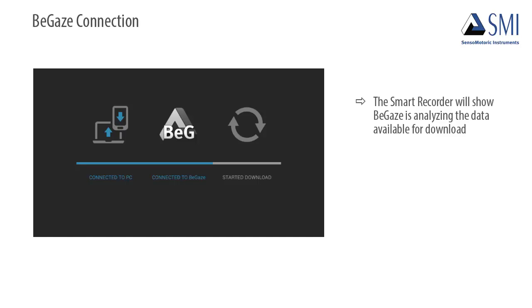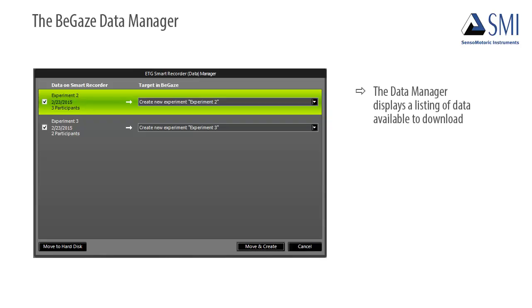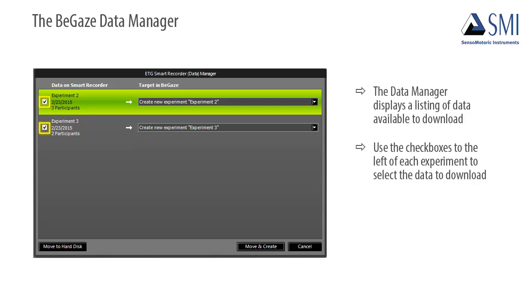At this stage, BeGaze is analyzing the data available for download on the SmartRecorder. The BeGaze Data Manager will now open, which allows you to choose the data available to download. Checking the checkbox in front of an experiment instructs BeGaze to download that experiment data.